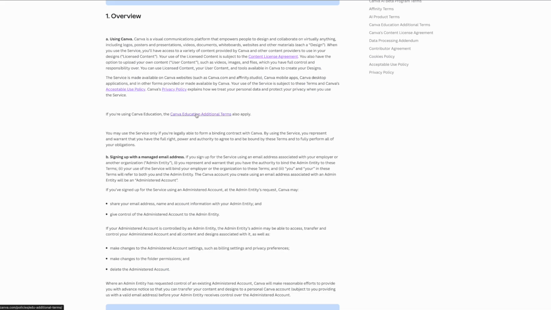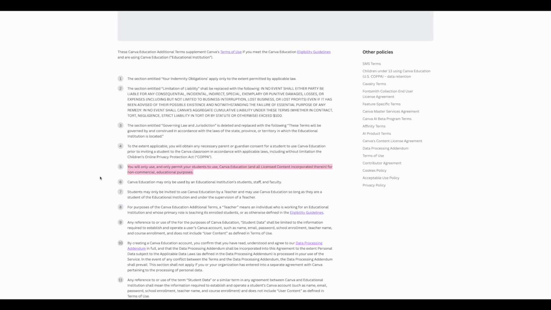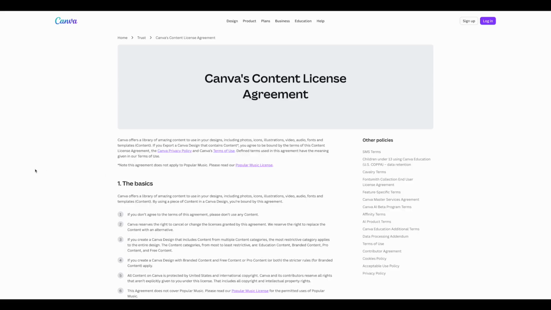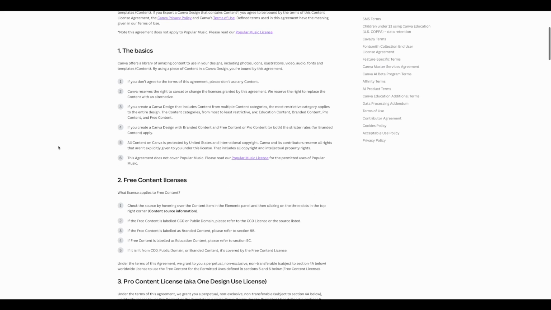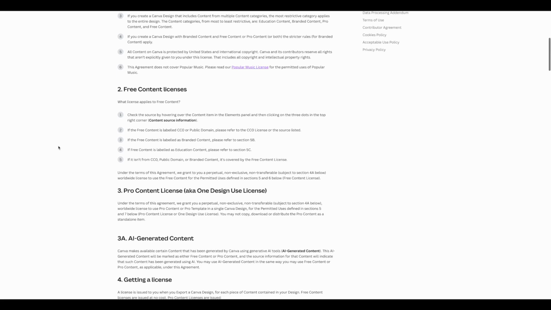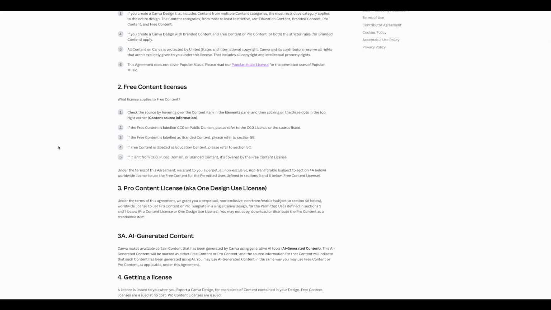One thing you'll notice is that different Canva plans have different terms. For example, Canva for Education states that its licensed content is for non-commercial educational purposes. Canva Pro has a different licensing agreement that includes commercial use of many types of content, but it also has its own rules and limitations. That's why it's so important to read the terms of use for the specific Canva plan you're using instead of assuming they're all the same.